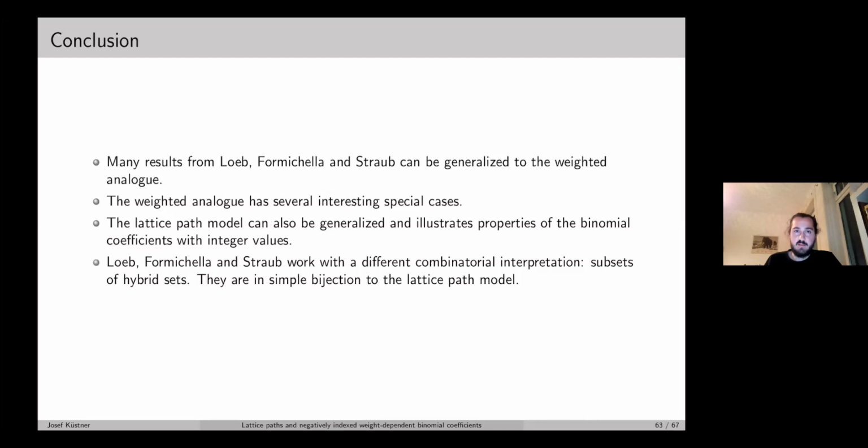And so the people that came before us, who worked with the binomial coefficients and the q-binomial coefficients, worked with a different combinatorial interpretation. They took subsets of hybrid sets, which is a generalization of ordinary sets, but they are just a simple projection of the lattice path models. So we introduced the lattice path model, and we also have this projection to the subsets of the hybrid sets.